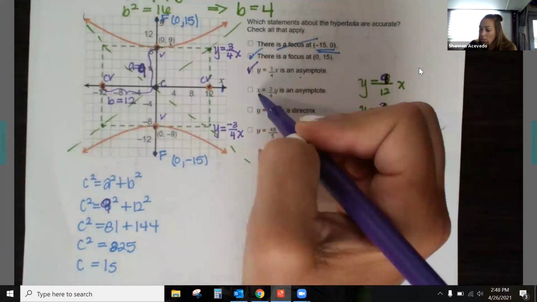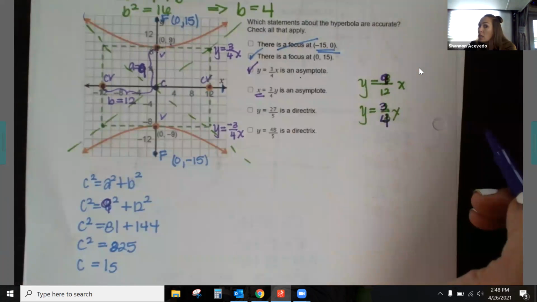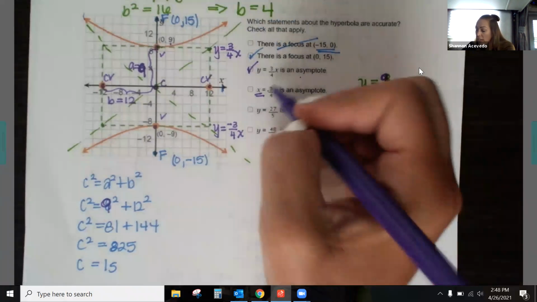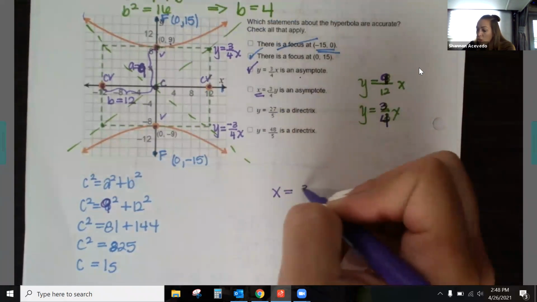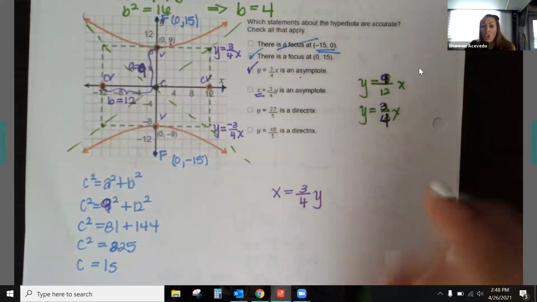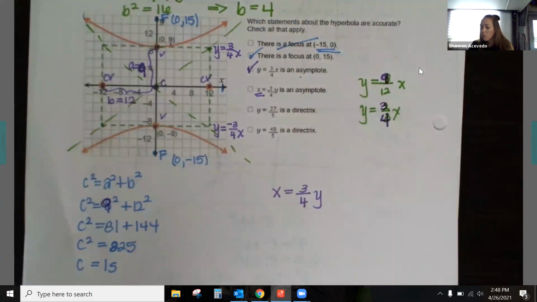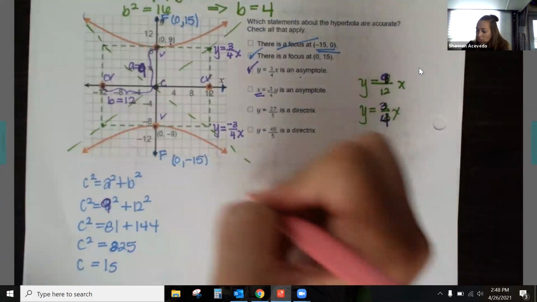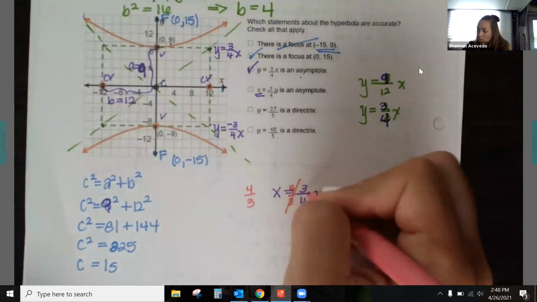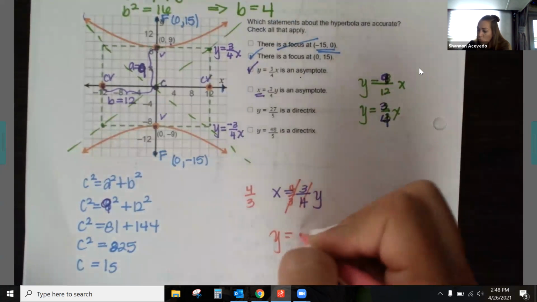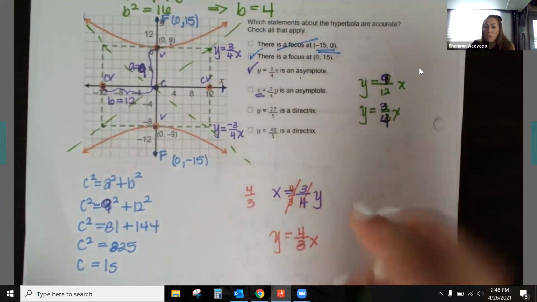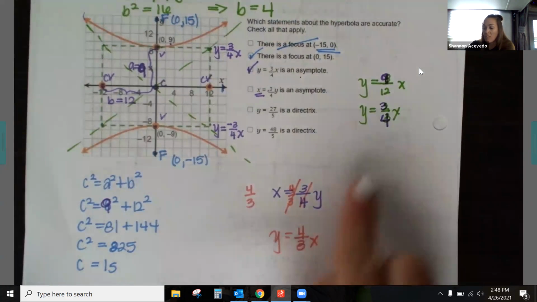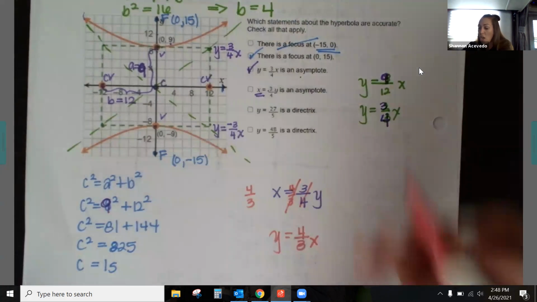This one is wrong. This says x is equal to. That's not how you would write it. Remember, when we graph our lines, it always needs to be a y equals. So if I had x is equal to 3/4 y, I would have to solve for that y value. So I would multiply by the reciprocal, 4/3, to each side. So this would cancel out, and that would leave me with y is equal to 4/3 x. This would be my equation that I would look at. And this is not the same thing. So this is a no.